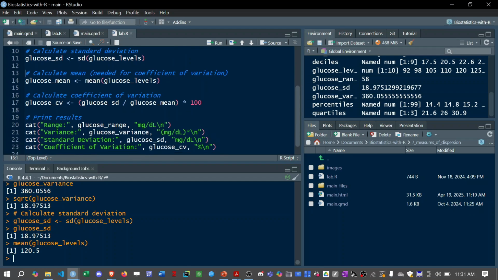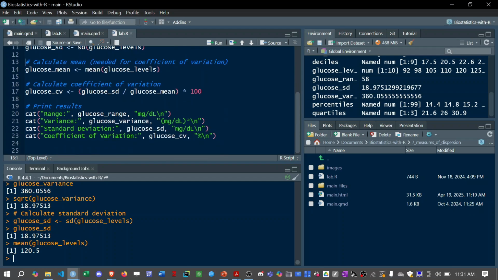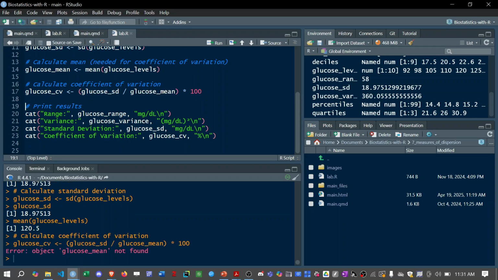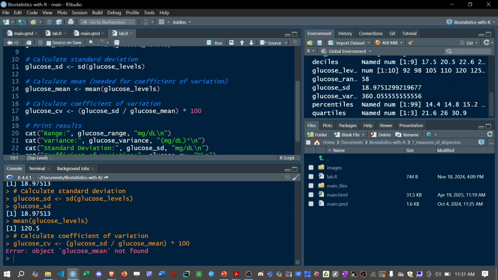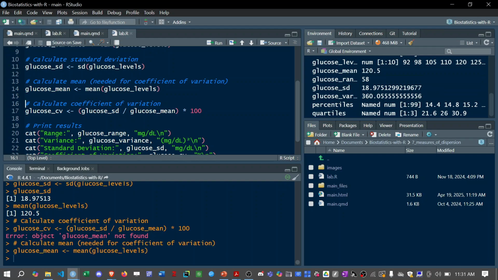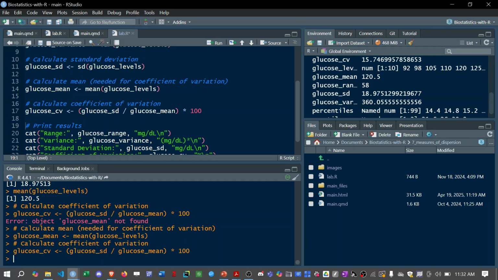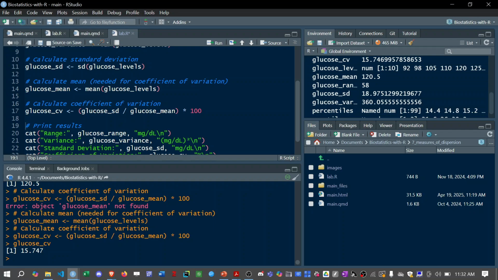So the next is the coefficient of variation. You can calculate it by formula. Since we already have the standard deviation and the mean, I will multiply by 100. So when I run this, okay, I've not calculated the glucose mean. So when I call it, I have 15.747 as my coefficient of variation.